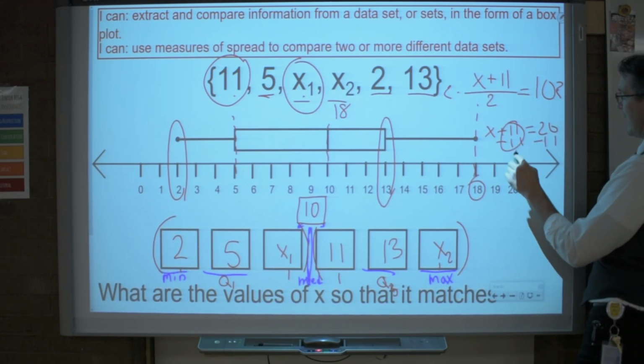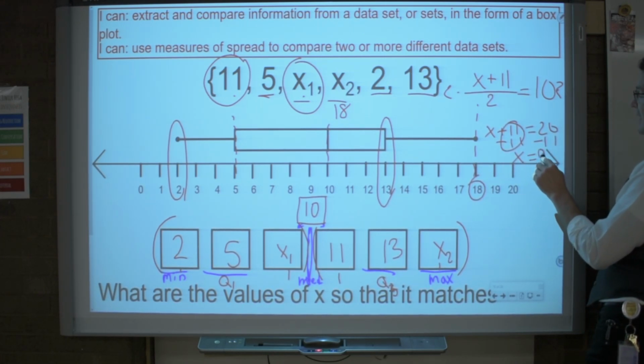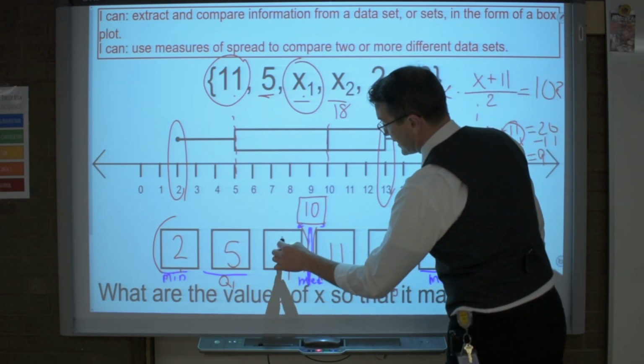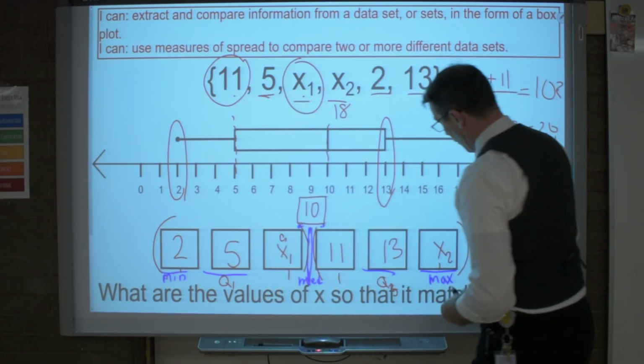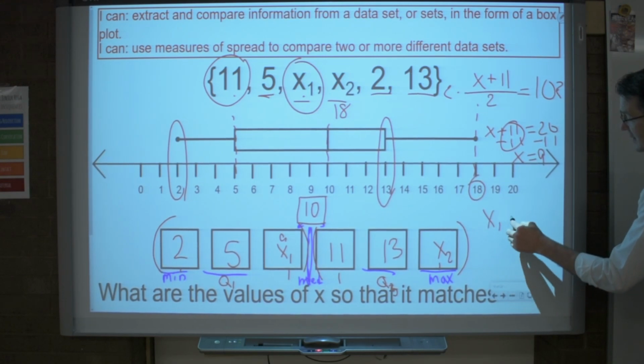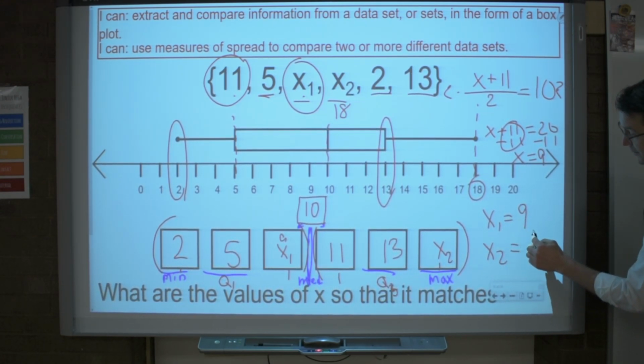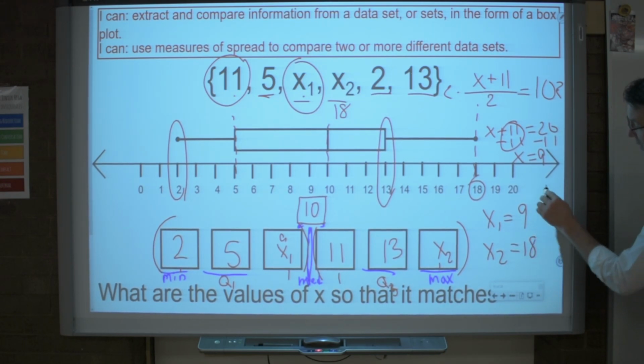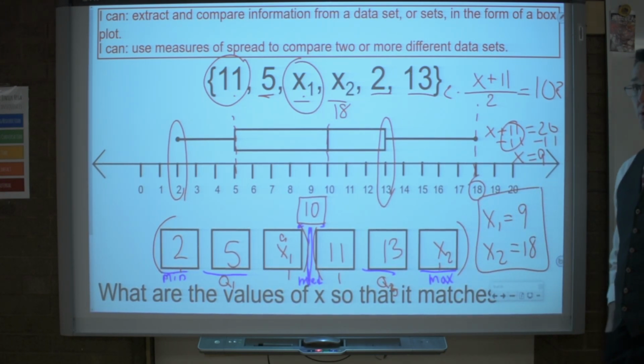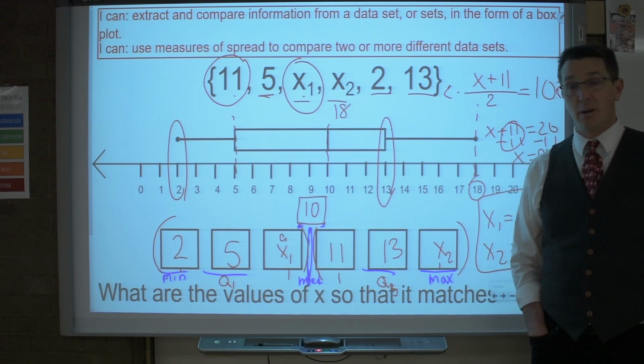Some of you guys can do this in your head. It says x equals 9. So my x1 needs to equal 9. So what I need to know here is x1 equals 9, x sub 2 equals 18. And so those are the 2 missing solutions that I need to find. Those are the missing variables.